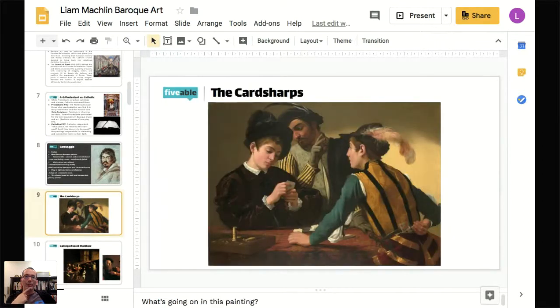What we see here is The Card Sharps. That's one of the first paintings that made Cardinal del Monte basically adopt Caravaggio and bring him into the palace, make him a painter for the Catholic Church. So can anyone tell me what's going on in this painting? So in the test, they might want to ask you to analyze a painting.